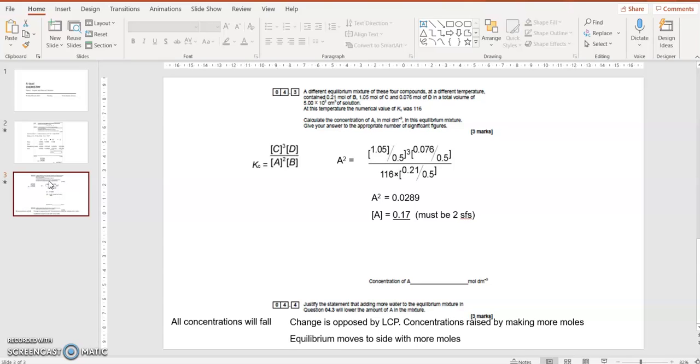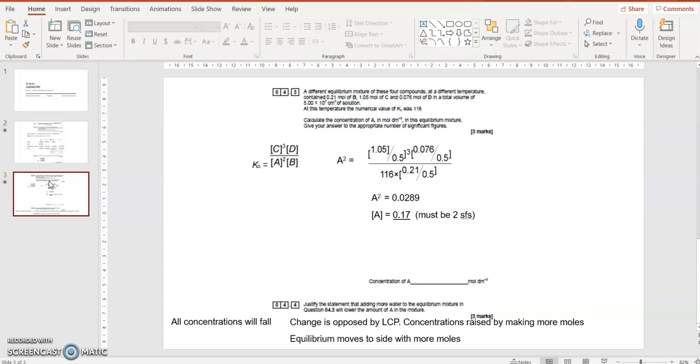It says I've got 500 centimeter cubed, or 5 times 10 to the power of 2. 500 centimeter cubed divided by 1,000 is 0.5 decimeter cubed. So I take each of the number of moles and divide by 0.5, and I raise them to the powers that are in the expression, and I can work out the missing value.